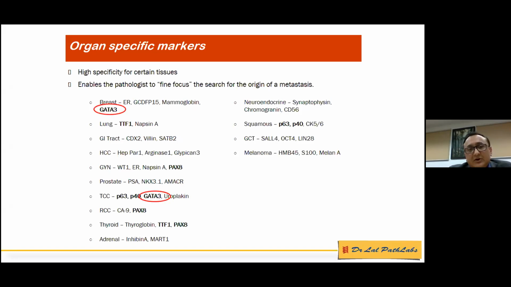You can see GATA3 is positive in breast as well as in TCC. TTF1 can be positive in lung as well as thyroid. PAX8 can be positive in gynecological cancers, ovarian cancers, renal cell carcinoma or thyroid. P63 and P40 are positive in urothelial as well as squamous carcinomas. So there is a lot of overlap between these so-called cell-specific markers as well. It is important to note that more than one marker is usually required to be put on a case for a given cell-specific antigen so that we arrive at the correct diagnosis.